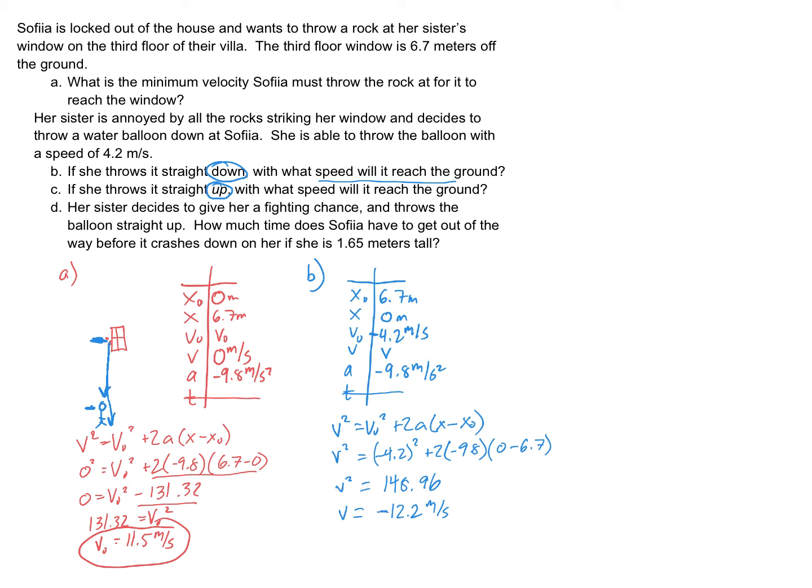The velocity should be negative because it's going down, but the question is what speed, so you could just say 12.2 meters per second. All right, but I just want to remind you that yes, velocity should be negative there because it's moving downward. Note that it is faster than this one, and you may think, but didn't she throw it down with a lot more speed? Yeah, but it's going to get down to the ground a lot faster, which means it has less time to accelerate. So yeah, it's a higher speed, not that significant, but it's definitely higher than what Sophia needed to get the ball up to the window.